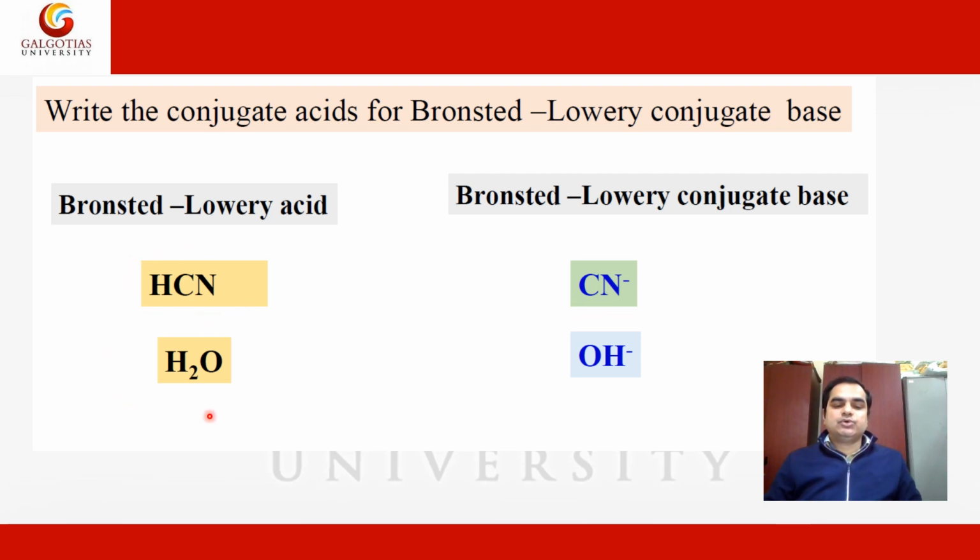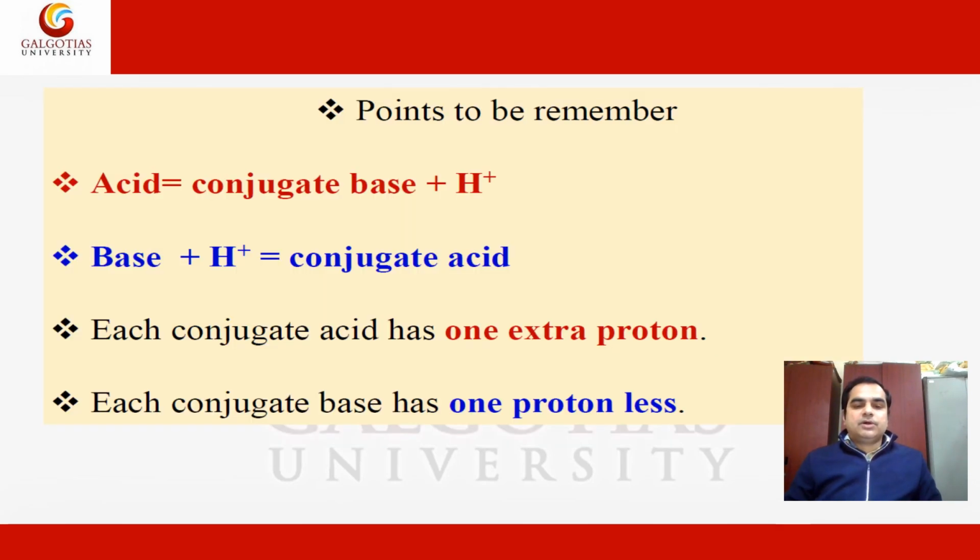Similarly, this H2O will act as an acid. After acting as an acid, it will donate an H plus ion and form the hydroxide ion, and this OH minus ion will behave as the Brønsted-Lowry conjugate base for this water molecule. Now a point to remember: acids are substances which give conjugate base plus H plus ion, and bases plus H plus ion make the conjugate acid. Each conjugate acid has one proton more, while each conjugate base has one proton less. This is the point to be remembered for Brønsted-Lowry definitions.